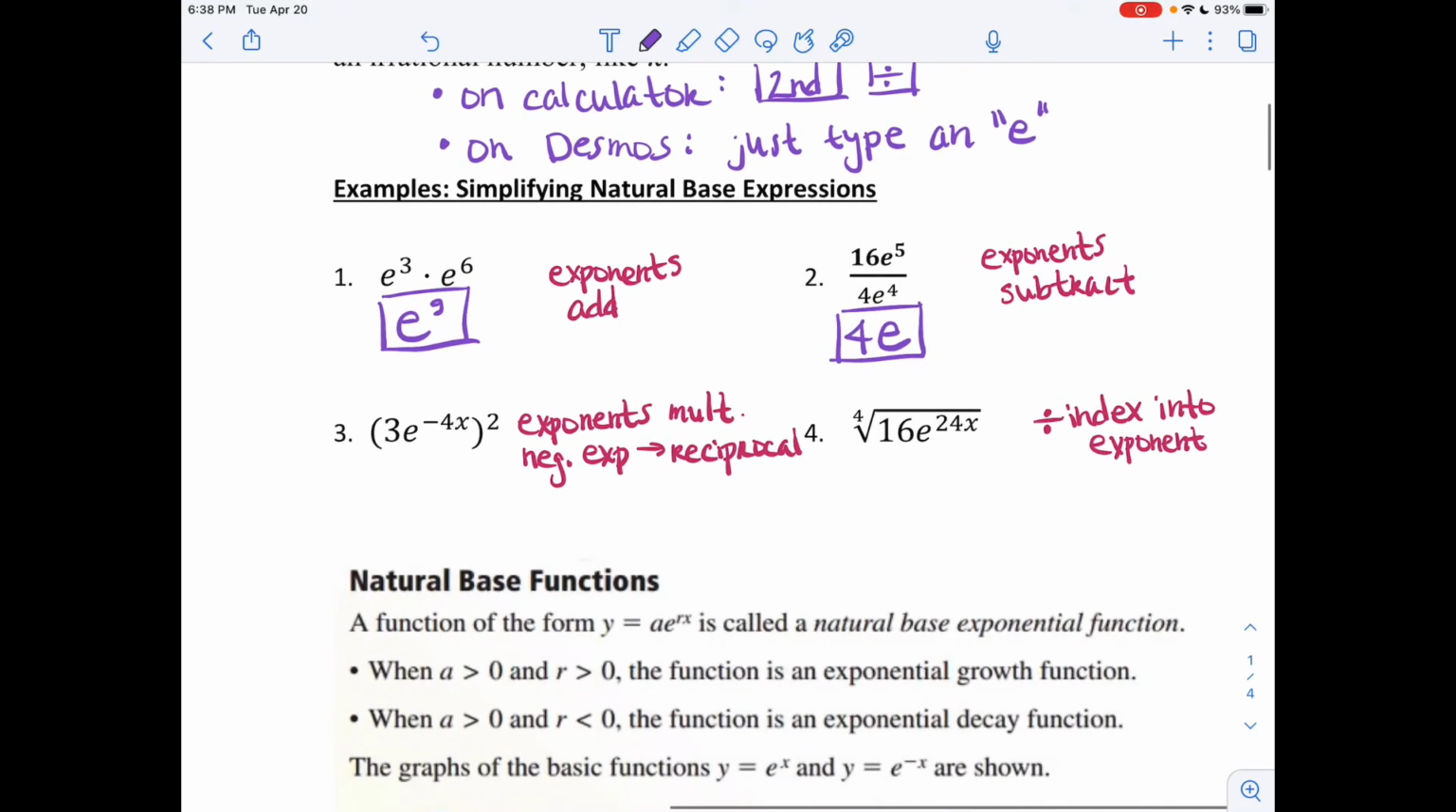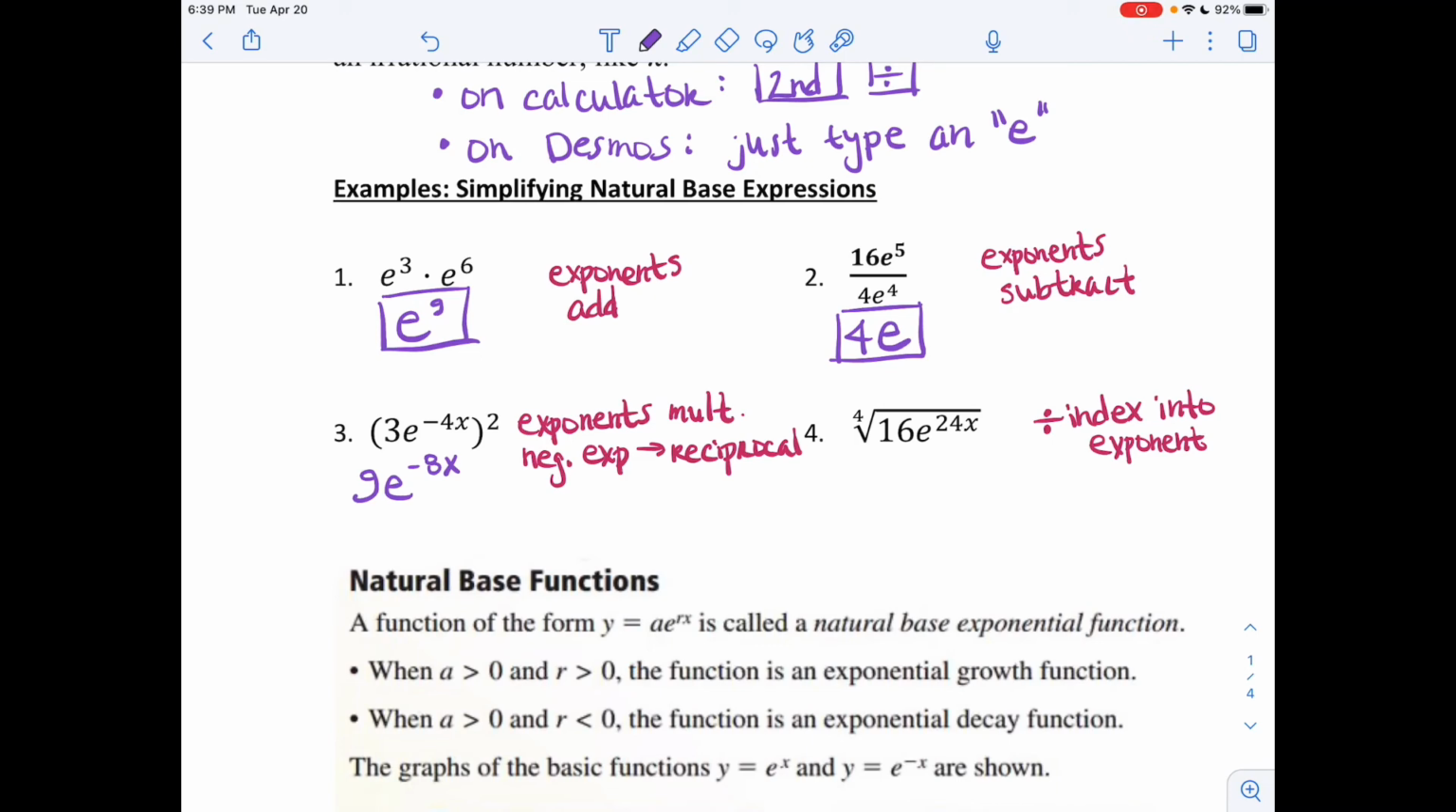We can have negative exponents on e. And remember that when you have a power raised to a power, your exponents will multiply. So 3 to the second power will be a 9. Our coefficients do get powers taken. And e will be to the negative 8x power, negative 4x times 2.